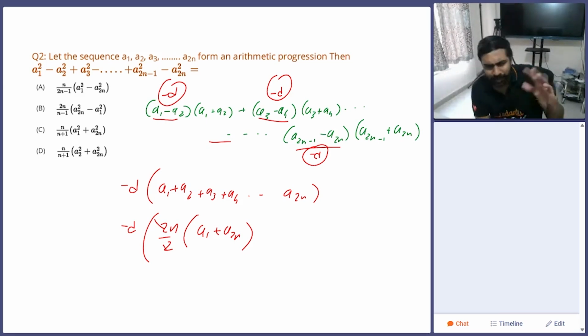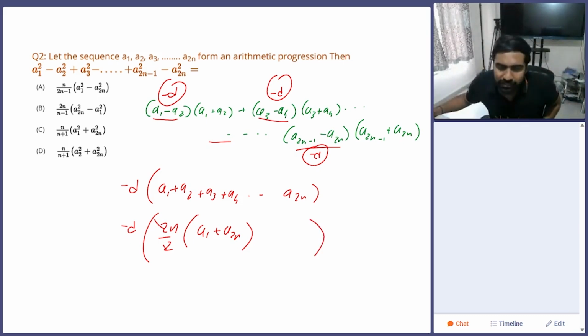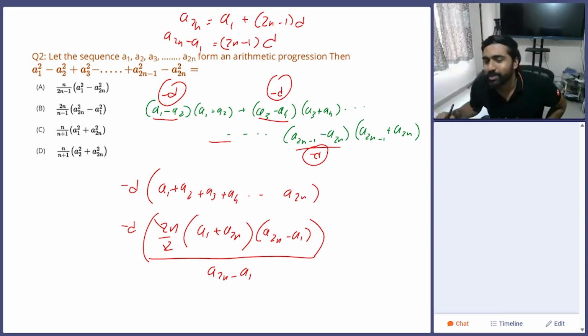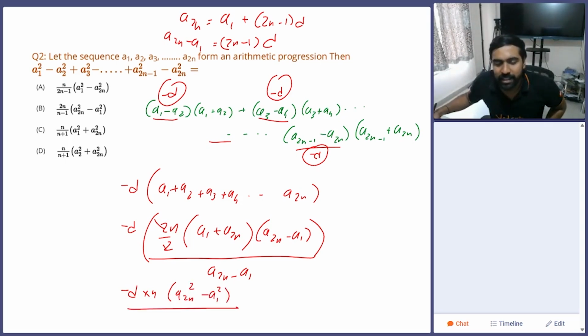See, in all the options there is some A1 square, A2n square relation, right? Let's create that. Let's multiply and divide with A2n minus A1. Now, what is the value of A2n? Can I say A2n is nothing but first term plus (2n minus 1) into common difference. And if I take the value of A2n minus A1, that will be equal to (2n minus 1) into common difference over here. So now what I will get is minus d into n into A2n square minus A1 square divided by A2n minus A1, which is (2n minus 1) into d.